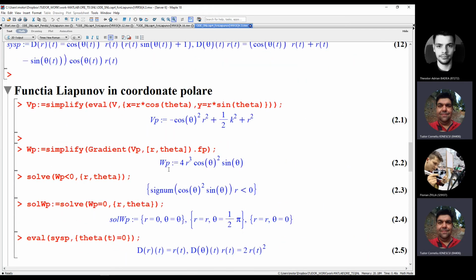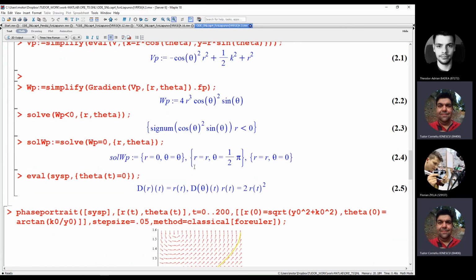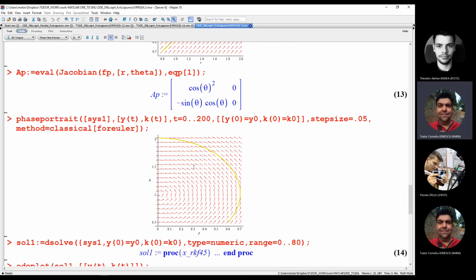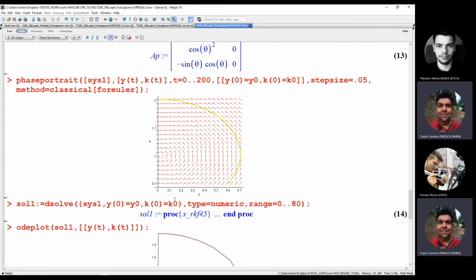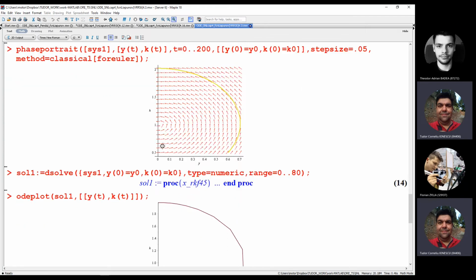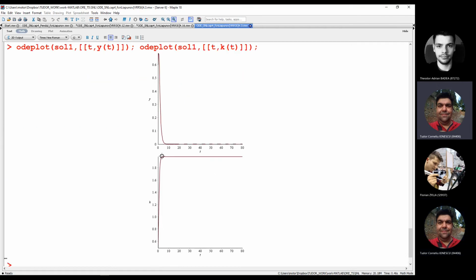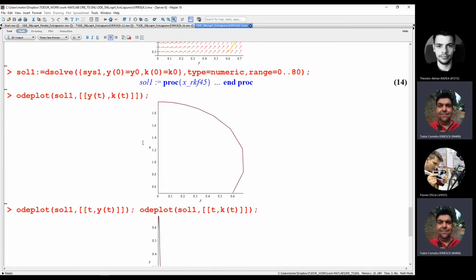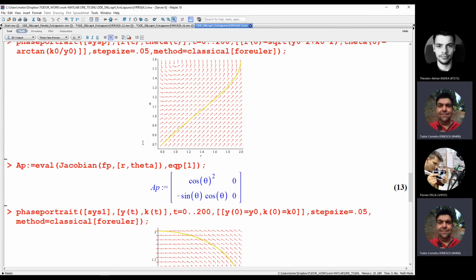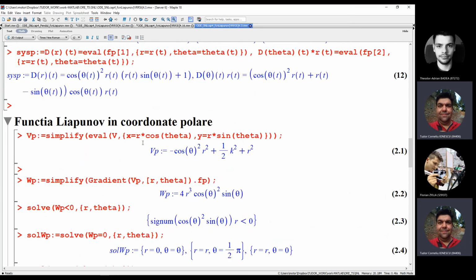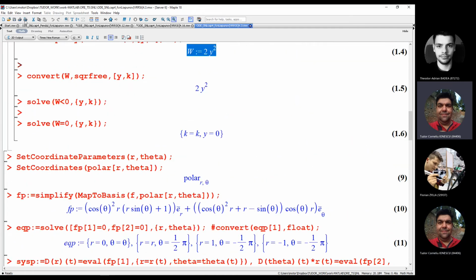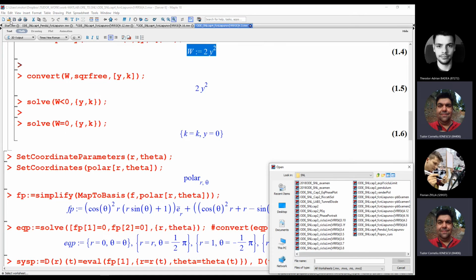And polar coordinates. Look here. And here you can see that actually the origin is not stable. It's not stable because the equilibrium point goes to number 2, it doesn't go to the origin. So the origin is not a stable point, but the other point is a stable point. And probably you have more equilibria, and the other equilibrium point is stable.